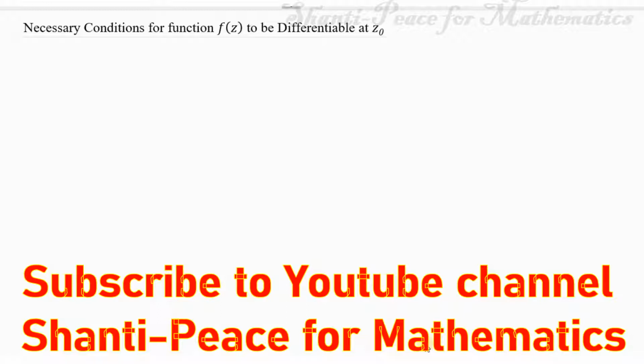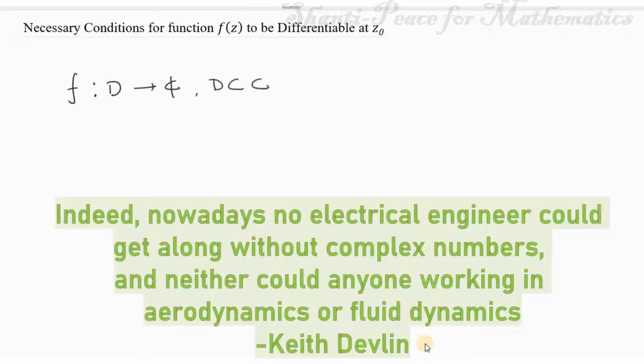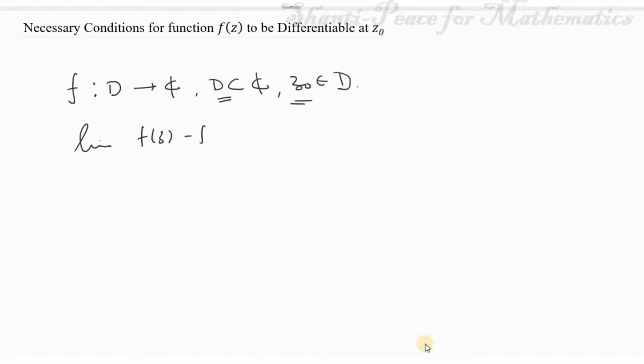So in the previous lectures, we have talked about the differentiable function. The differentiable function is defined for a function f which is defined on D to C, where D is a subset of C and z0 belongs to D, and this D contains some neighborhood of z0. If the limit of f of z minus f of z0 upon z minus z0 as z tends to z0 exists and is finite, then we can say that the function is differentiable at the point z0.